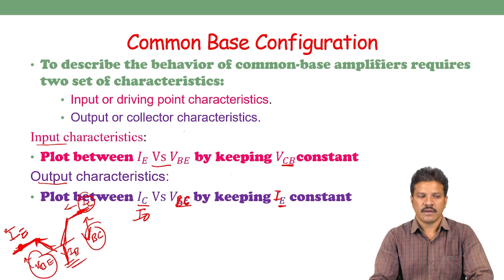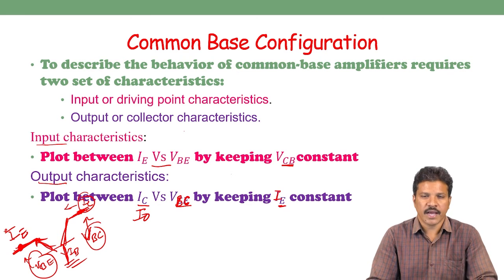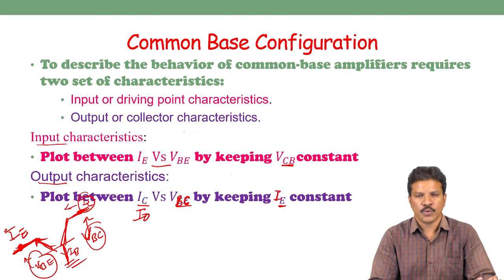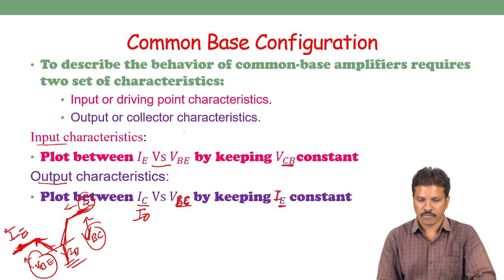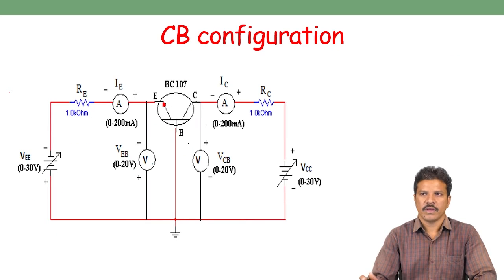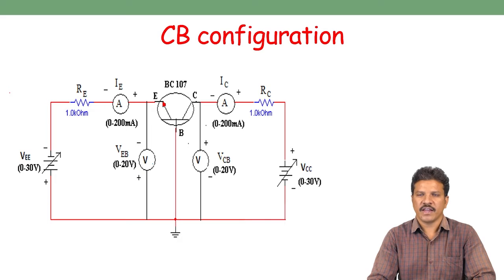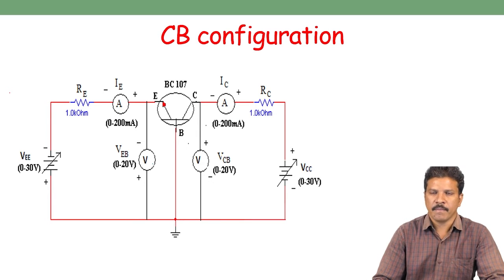Now let us see the circuit diagram arrangement to measure the input characteristics, then plot them and see the behavior of the device at the input side. This is the common base configuration circuit diagram arrangement to measure the input current and input voltage, output current and output voltage, or simply the input characteristics and output characteristics. So let us see the diagram representation.